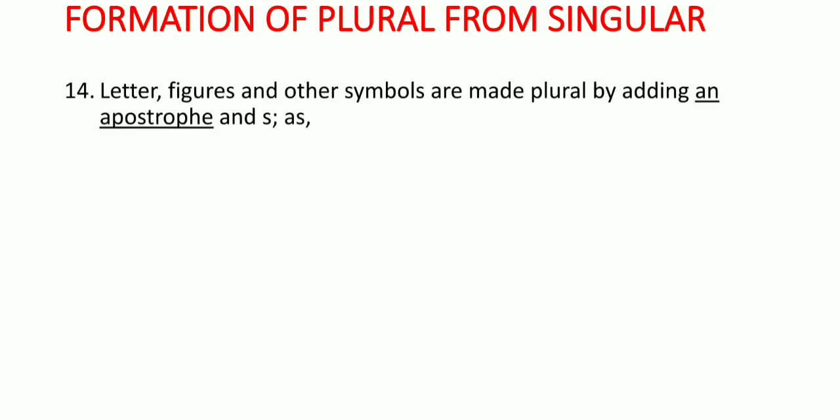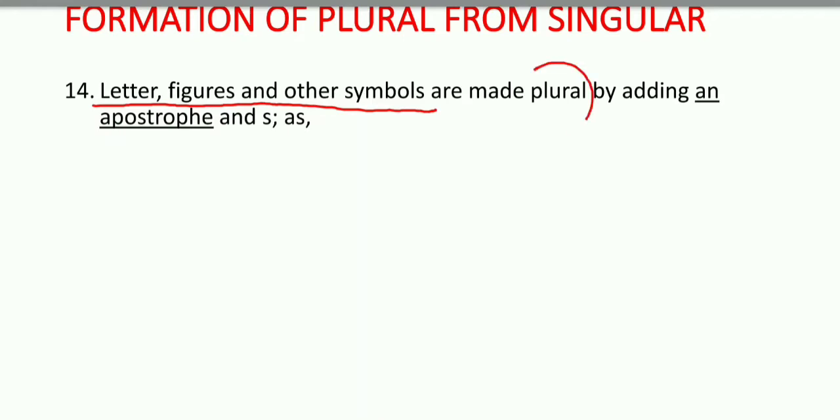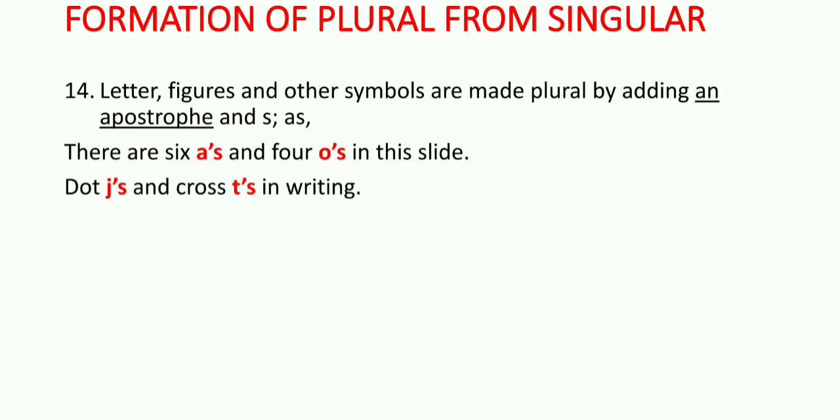Next, we have letters, figures, and other symbols are made plural by adding an apostrophe and s. Okay, we have letters, figures, and other symbols. When we want to make them plural, we have to add an apostrophe and s. How? Look at the example.